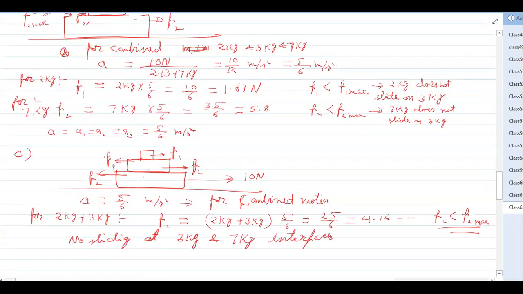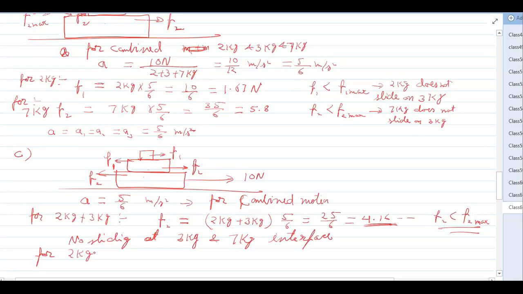Okay, and then the upper one we can check, but we can see that this is very small actually, 4 Newton, and the upper one maximum is nearly 4 Newton, so there will be no sliding. So we can check that, but no need to do that actually. So total acceleration is 5 by 6, and since there is no sliding at this surface, we can check separately for the upper object.